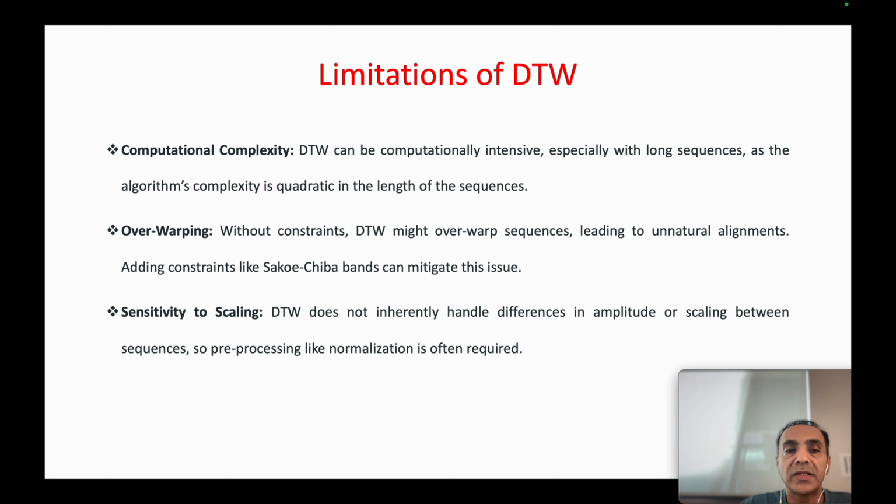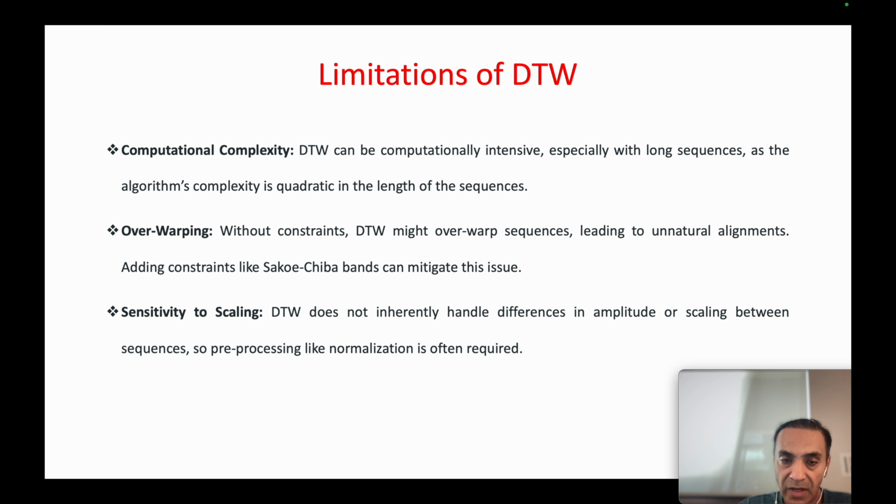Dynamic time warping is sensitive to scaling because it does not inherently handle differences in amplitude or scaling between sequences. So pre-processing like normalization is often required. And there's another very popular method that we use to avoid this problem. It's called fast Fourier transform.